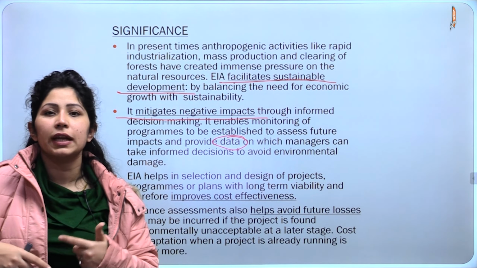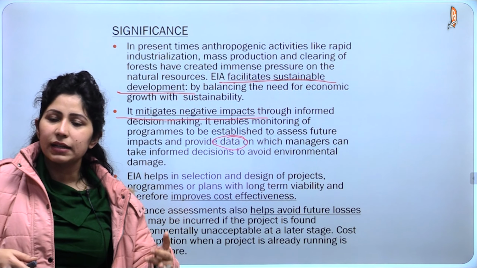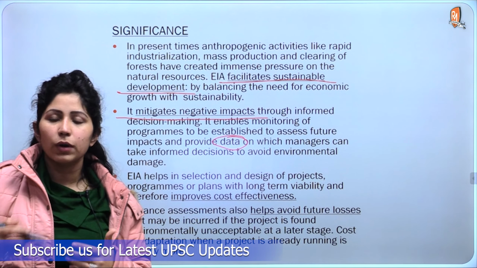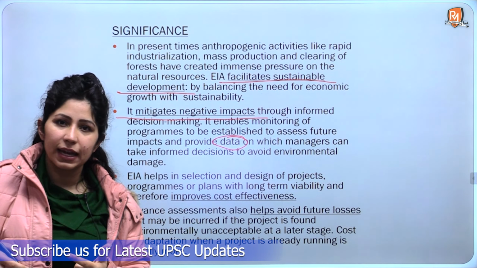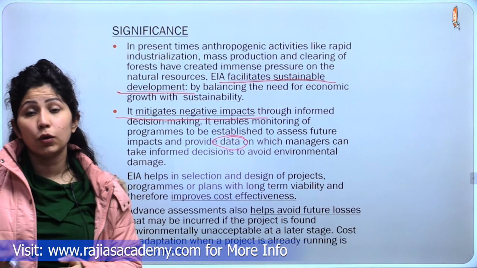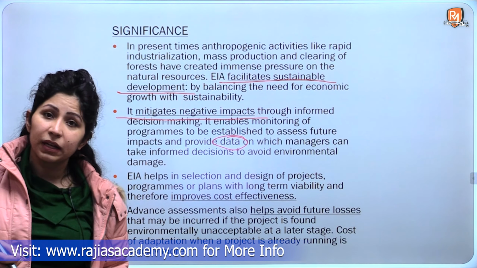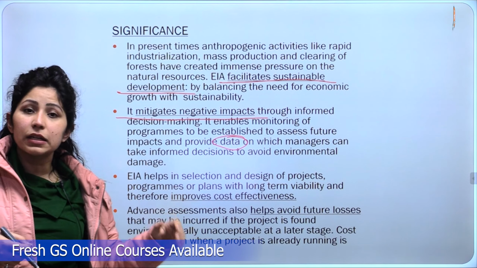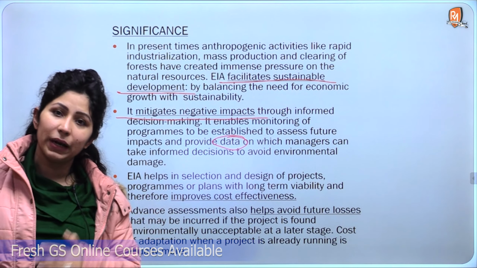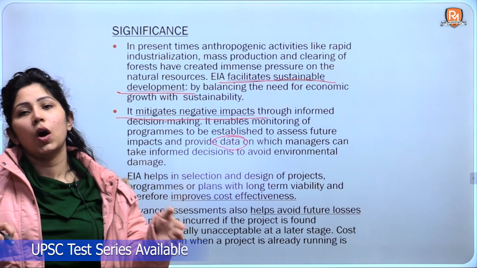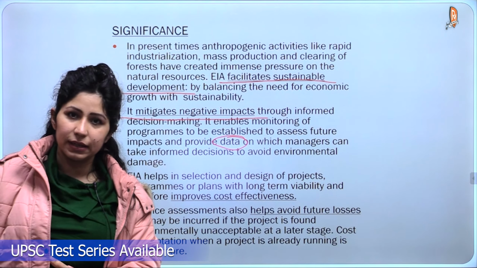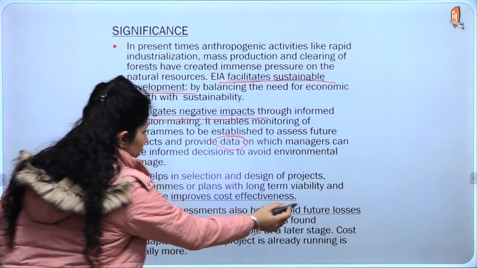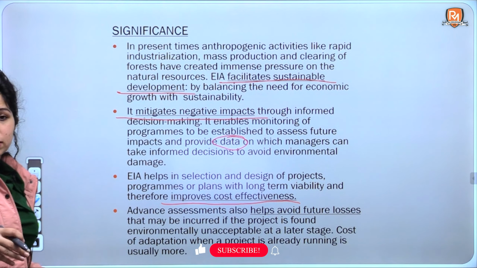So when EIA is done, it also involves public hearing. If you have learnt about EIA in detail, public hearing is a part of environmental impact assessment. So the public already knows it, and their suggestions have already been taken before starting the project. So it also aids in cost effectiveness for the one who is building this project, whether it's the government or the capitalist. The fourth significance is it improves cost effectiveness.